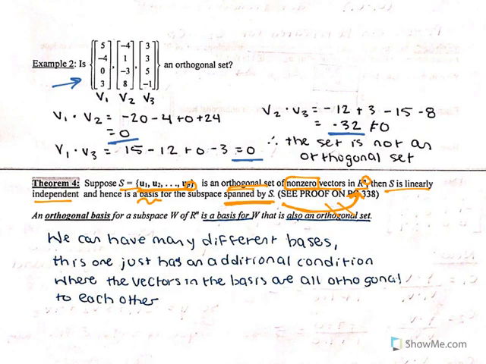So an orthogonal basis for a subspace of Rn is just a basis that is also an orthogonal set. I'm sure you can think of one that we've already talked about. The easiest one would be the standard basis in R3. That's definitely an orthogonal basis. Again, a reminder from previous chapters, chapter 4, we can have many different bases. This is one that just has an additional condition, and that additional condition is that all of the vectors in the basis are orthogonal.